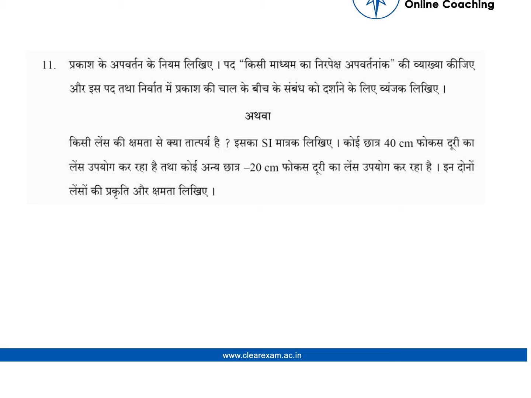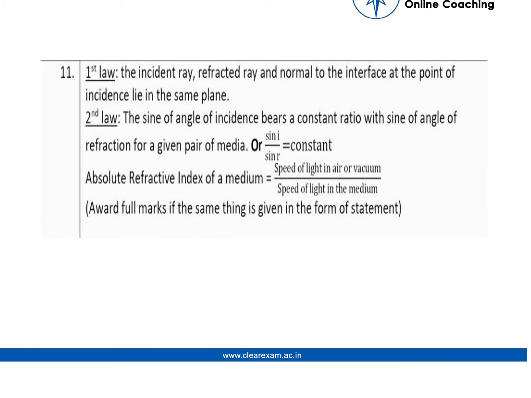And the second part is: what is the power of a lens, and we have to tell its SI unit. And there is a small numerical in which there are two lenses, one of 40 centimeter focal length and the second of minus 20 centimeter focal length, and we have to tell the power of both the lenses. I hope everybody got the question. Now let us move to the solution part.